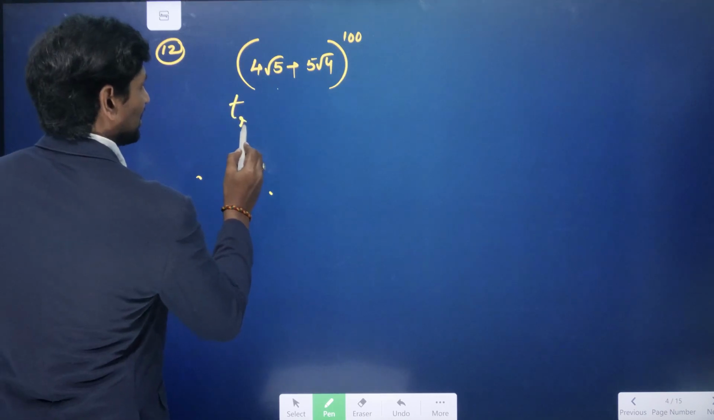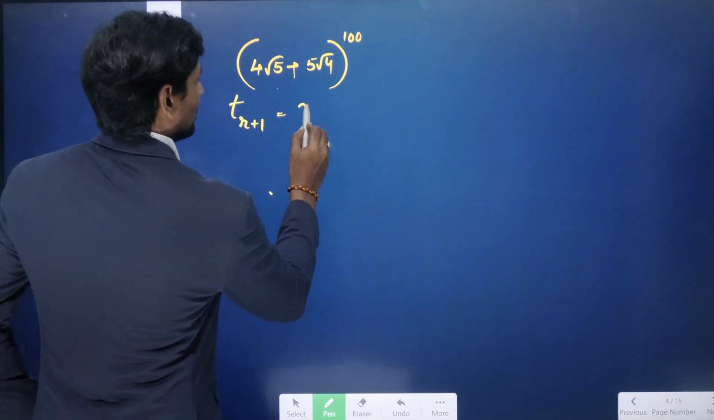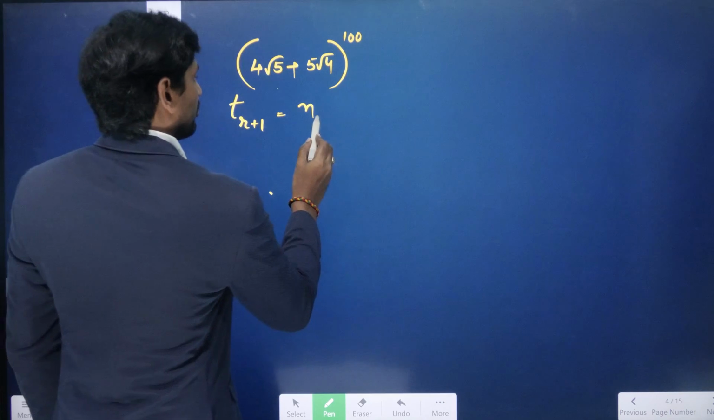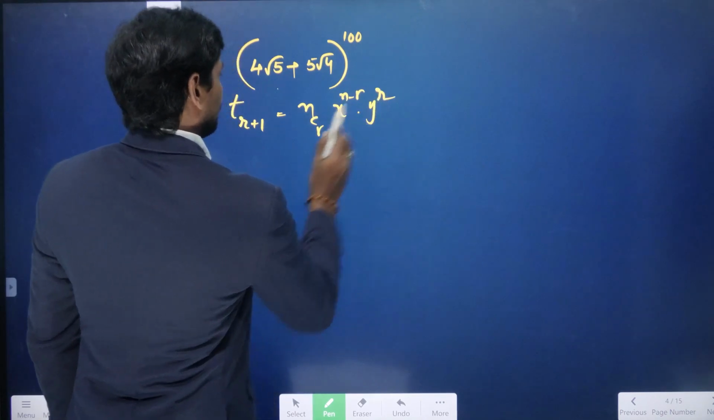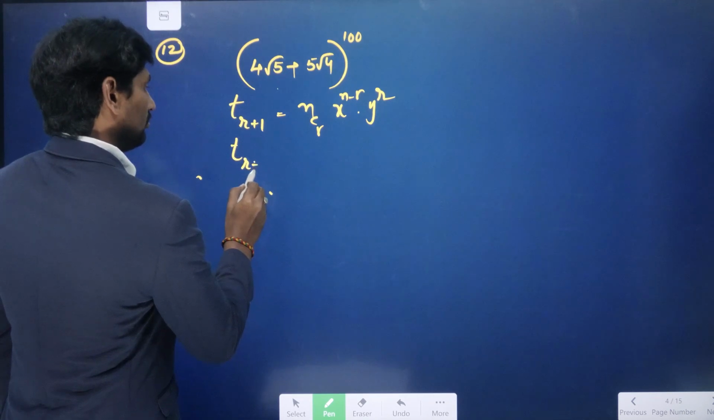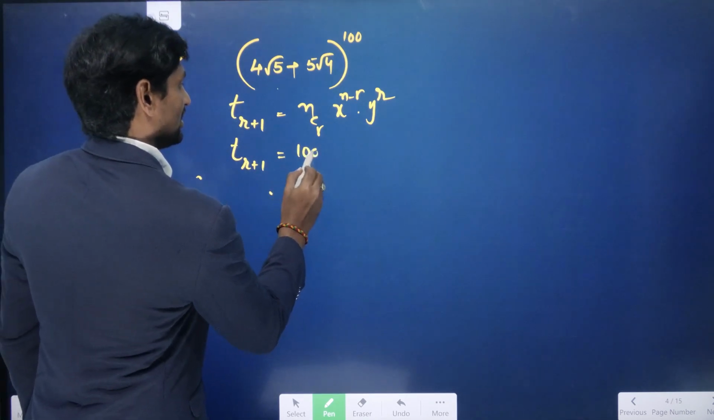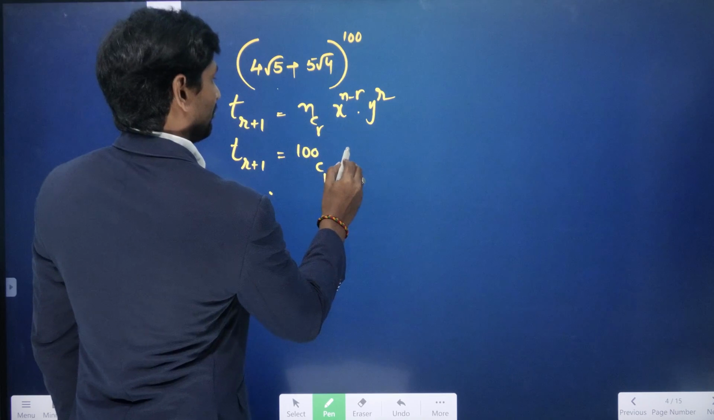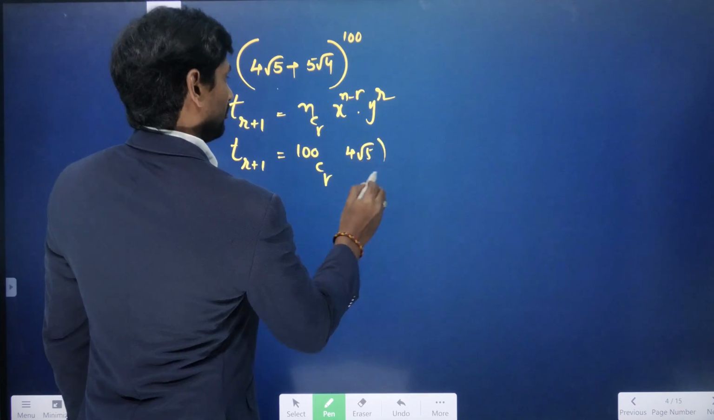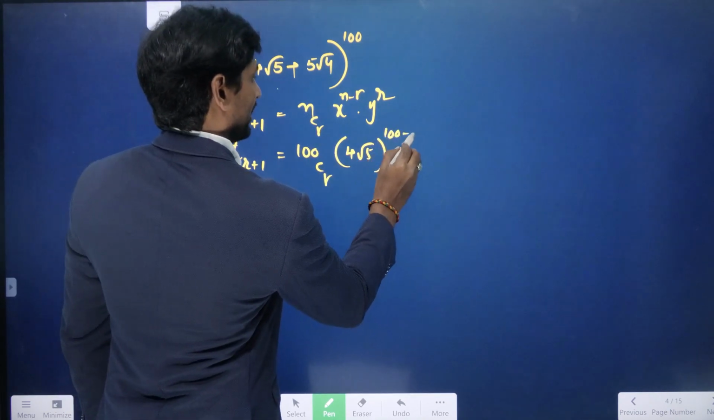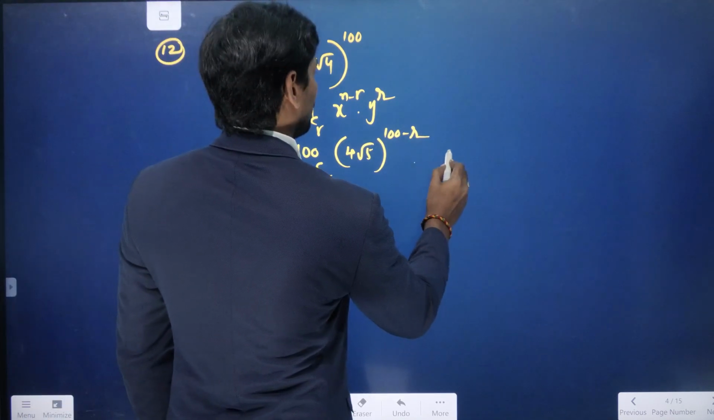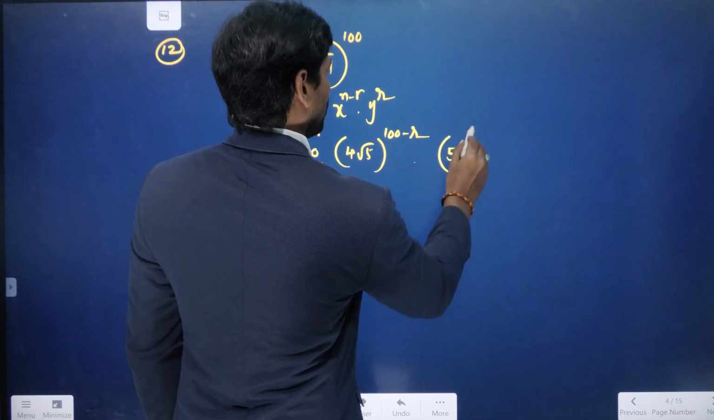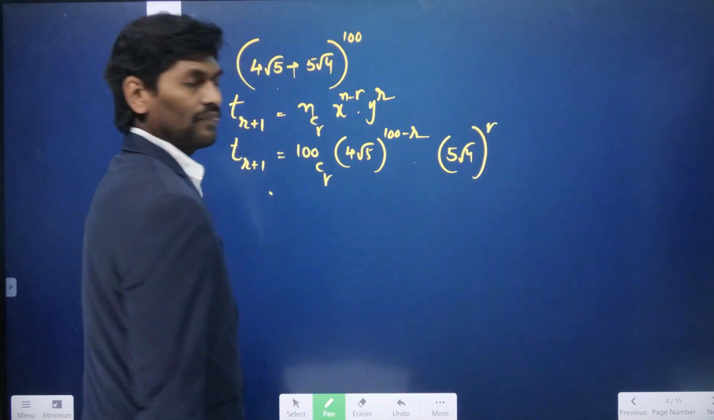We don't know the rational term. Let us take the general term, that is T r plus 1 is equals to n C r x power n minus r y power r. We don't know the term, but n value is 100, so 100 C r, x is nothing but 4 root 5 whole to the power of 100 minus r, into y value 5 root 4 whole to the power of r.